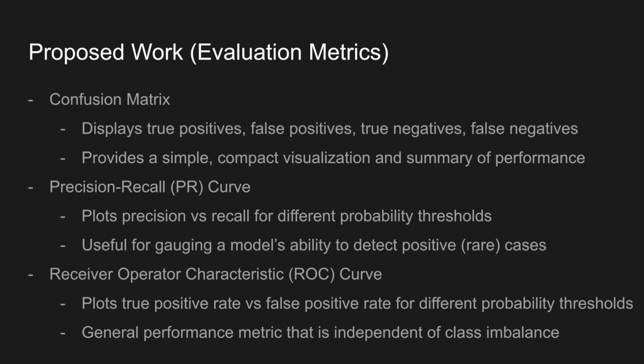And then the last metric we have is the receiver operator characteristic curve. This plots the true positive rate versus false positive rate for different probability thresholds. And this is just going to be a general performance metric that is independent of the class imbalance. The reason being is that since they are true positive rates and false positive rates, the rates scale to how many attributes are in the data set regardless of the percentage of each. Since they are a ratio and not a raw count of positives or negatives, if you have 10 times the number of negative instances than positive cases, the ratio will take care of that imbalance in proportion.